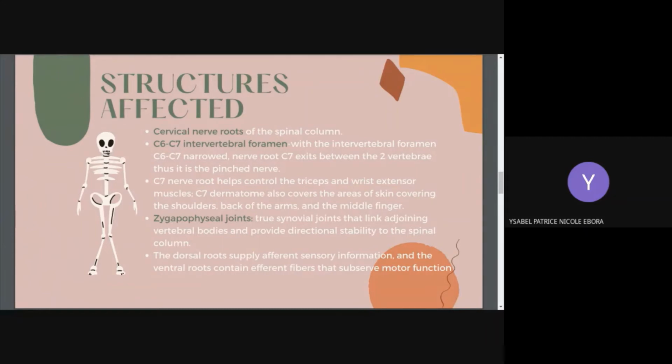finger. Other structures that are affected by cervical radiculopathy are the zygapophyseal joints, and these are true synovial joints that link adjoining vertebral bodies and provide directional stability to the spinal column. Dorsal ramus of the exiting spinal nerve innervates the zygapophyseal joint, and these joints can be a source of pain. Bony growth at the zygapophyseal joint and uncovertebral joints typically results in neural foraminal narrowing and compression of the nerve roots and radicular symptoms. Degenerative changes along the margins of the vertebral bodies and the posterior longitudinal ligament typically result in the compression of the spinal cord and myelopathy.